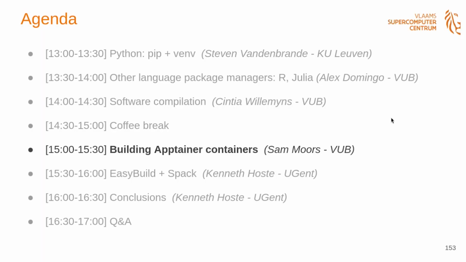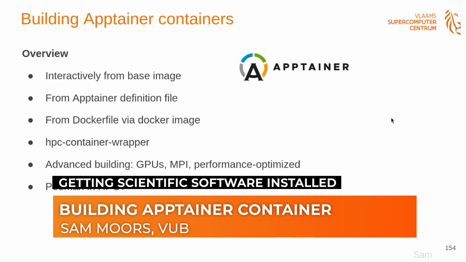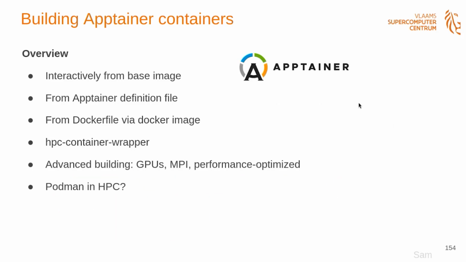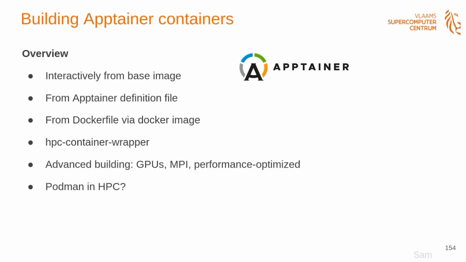We will start with building Apptainer containers, so building them yourself. There are multiple ways to install your container. You can do it interactively. Interactively is a recommended way when you don't really know beforehand how you have to build it. So when you do it interactively, then you can try things and see if it works. And if it doesn't work, try things again. And that avoids that you have to repeat the cycle of building everything again from scratch.